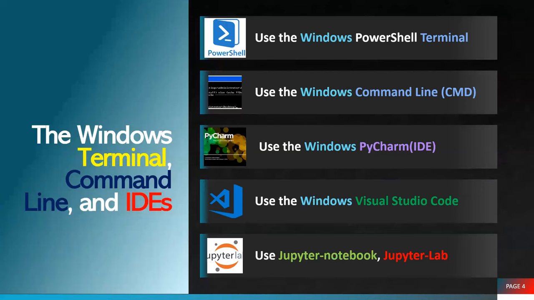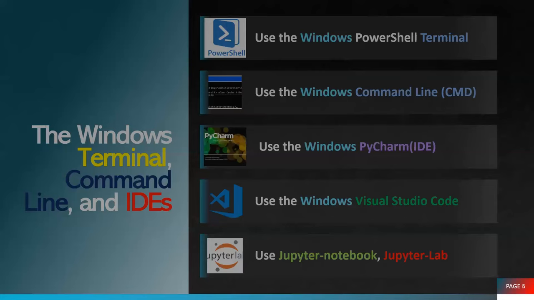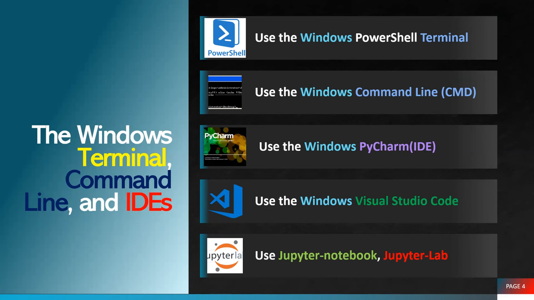So on a Windows terminal, last time we showed you how to open a terminal and how to open a command line. You're going to use a terminal to get into either IDLE or an integrated development environment, IDE. One of these you can use, and you can install the GUI version of an IDE, which is PyCharm or Visual Studio Code or JupyterLab or Jupyter Notebooks, and also IDLE, which is the command line that gets you into the Python interpreter.